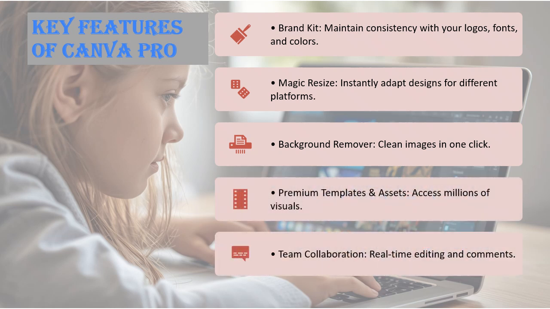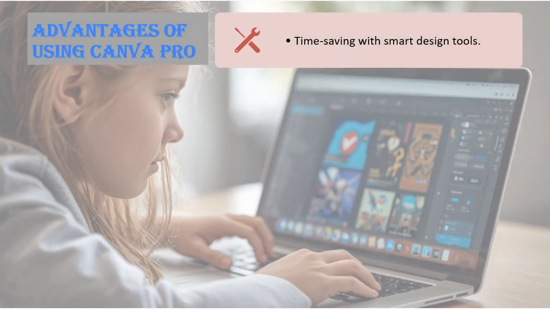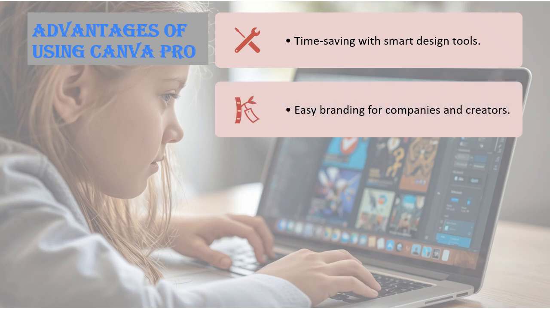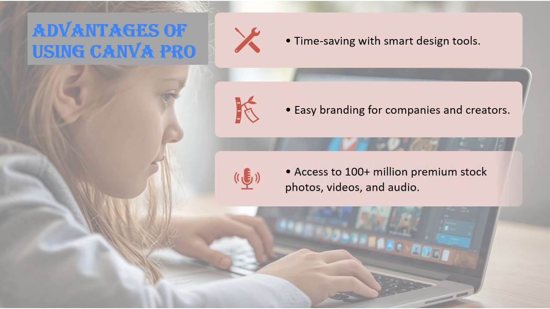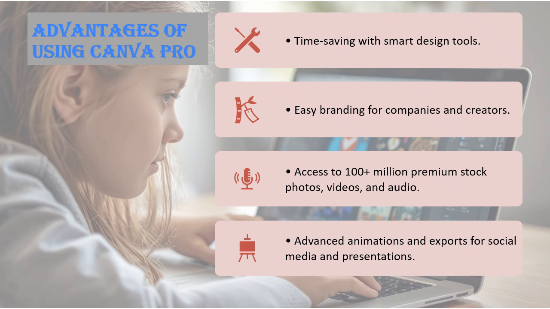Advantages of using Canva Pro. With Canva Pro, you save hours while creating stunning visuals. Its smart design tools and AI-powered suggestions make it easy to build content that looks professional and on-brand. Plus, you gain access to a massive library of over 100 million stock photos, videos, and audio clips, all ready to use in your projects.